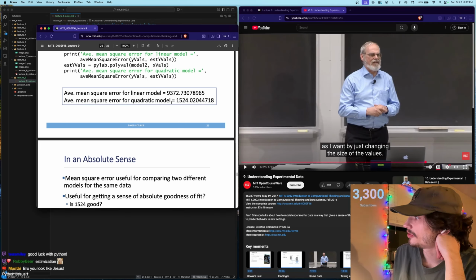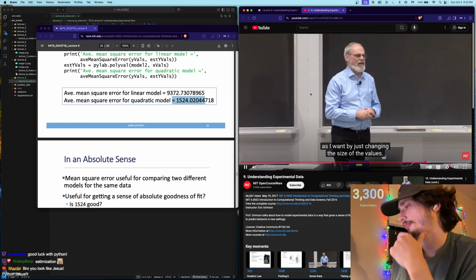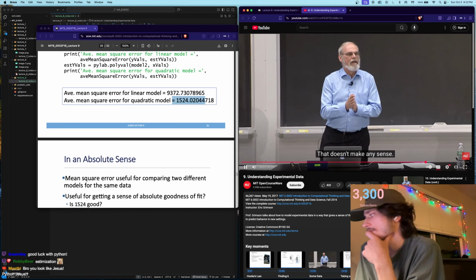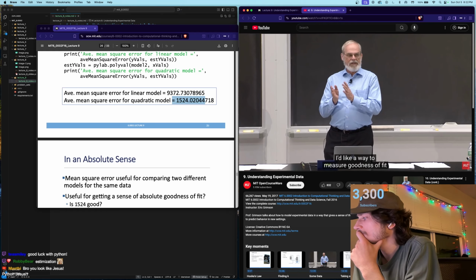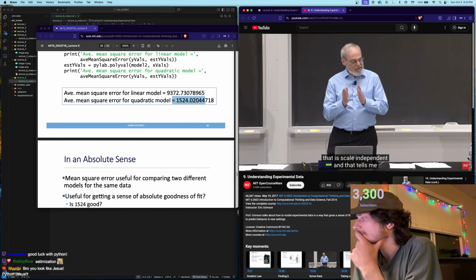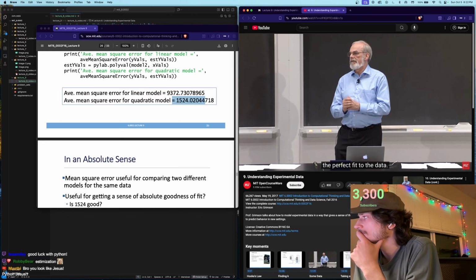It's linear, so if you scaled all the values by some factor, the models would also scale by said factor, but still be the same ratio of the values. I'd like a way to measure goodness of fit that is scale independent and that tells me for any fit how close it comes to being the perfect fit to the data.